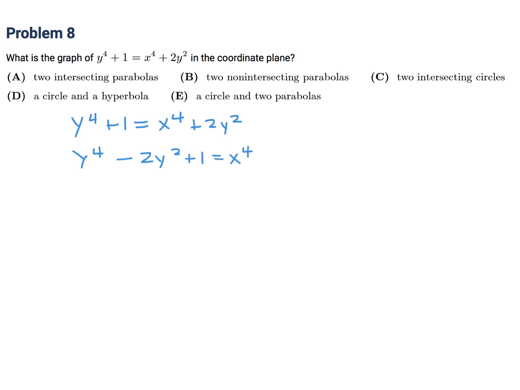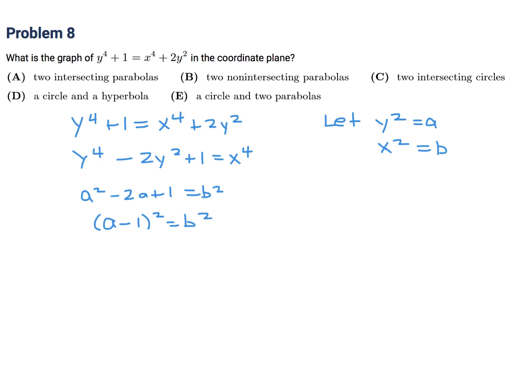Let's make a couple substitutions. Let y squared equal a, and x squared equal b. So therefore, this would become a squared minus 2a plus 1 is equal to b squared. And this factors nicely into a minus 1 all squared is equal to b squared. Now, we have to look at two scenarios. The first scenario is if a is greater than 1, and the second scenario is if a is less than or equal to 1. And let's see what happens.